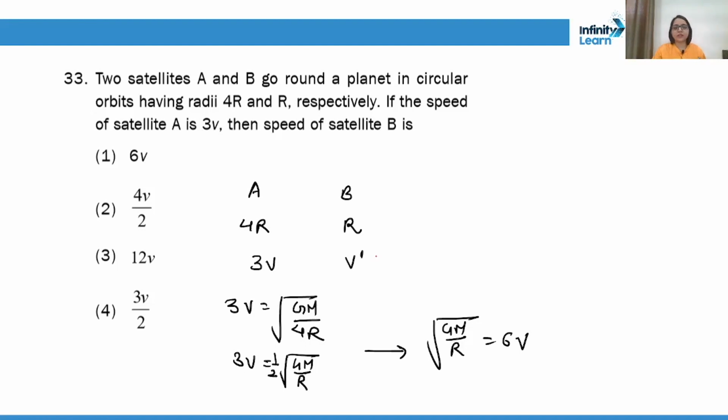Now let's find orbital speed of the satellite B, v dash, which will be under root GM upon r. But under root GM upon r is 6v using the first situation. So speed of the second satellite will be 6v, which is option 1.